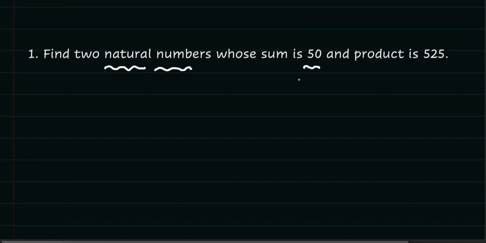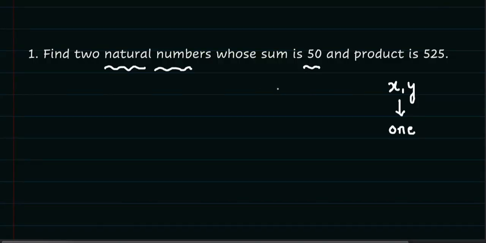Now, when they say two natural numbers, you will take x and y. You can do that as well, but what I suggest is to take only one variable whenever it is possible. Whenever you have the possibility to take only one variable, then do it. How am I going to do it? See here.